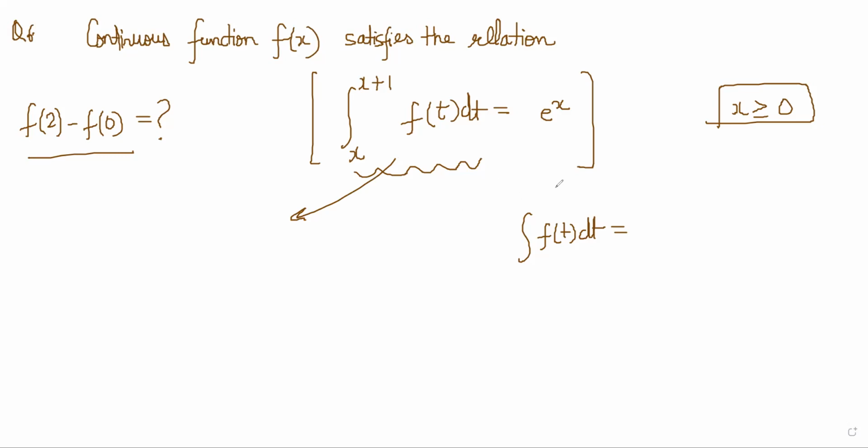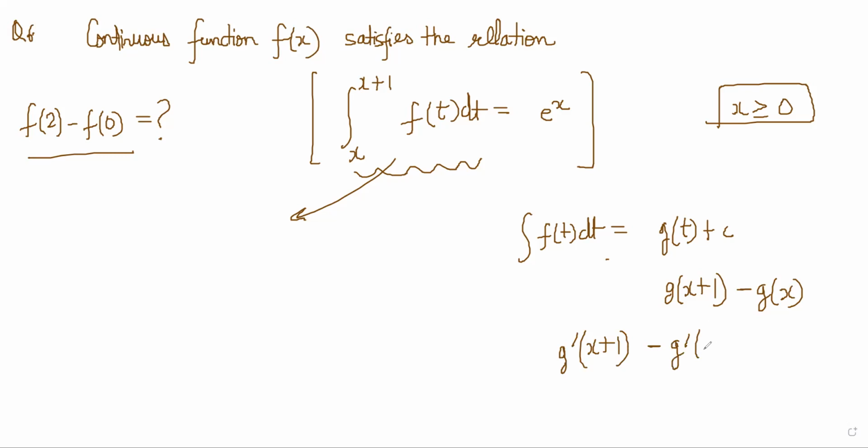You cannot say I will figure it out, because this will be, let's say, g of t plus c. So when you put limits, it will be g of x plus 1 minus g of x. Differentiating means g dash of x plus 1 minus g dash of x. But g dash t is what? f of t, right?